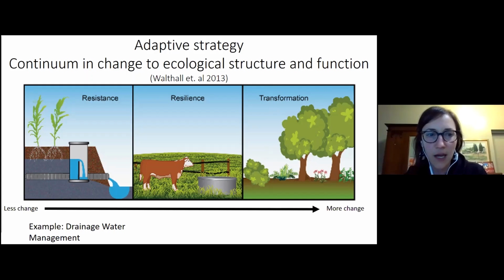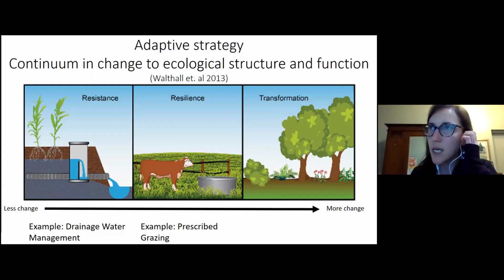And so things like drainage water management, right? This is a strategy that is typically an intervention that targets technology or is not really changing kind of the whole structure of a system.